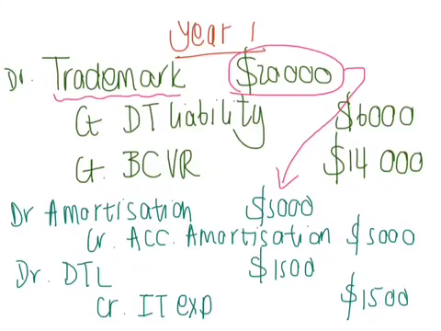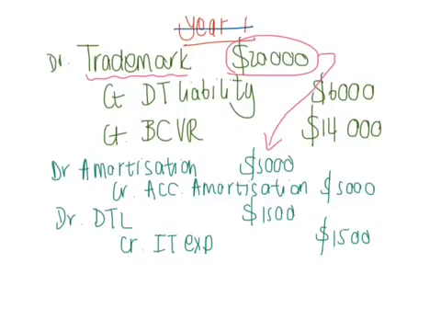We record that against the accumulated amortization account, and as we amortize that asset, we start to reverse the deferred tax liability as we consume the asset. So that's the 1,500 adjustment against the deferred tax liability. In year 2, we will once again do the initial recording of the trademark and the revaluation reserve.